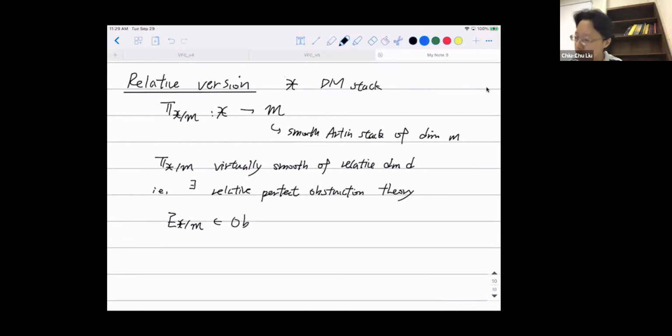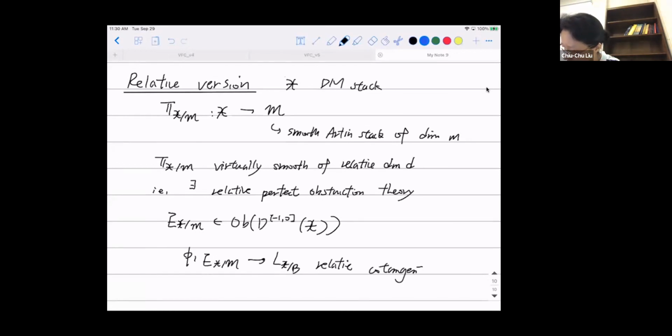So again, it's an object here. And now there is a morphism phi from this relative obstruction theory to the relative cotangent complex, such that H^0 is an isomorphism and H^{-1} of phi is a surjection.